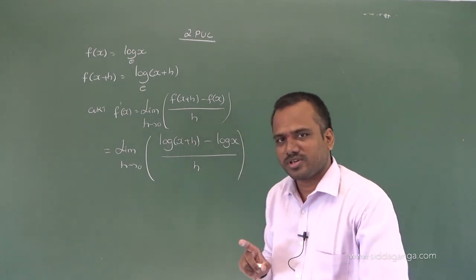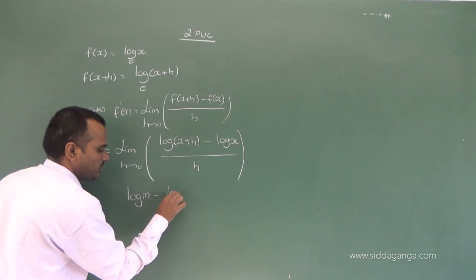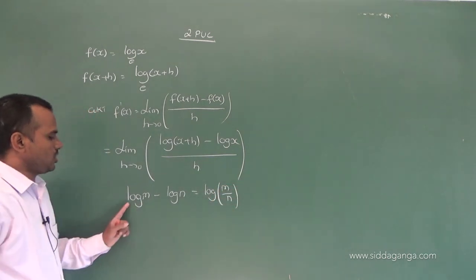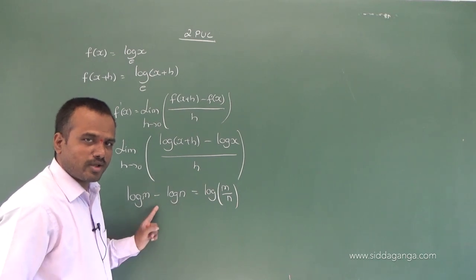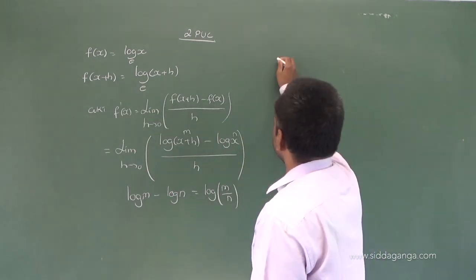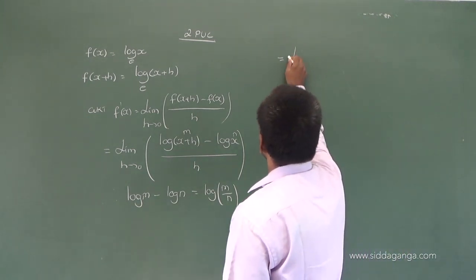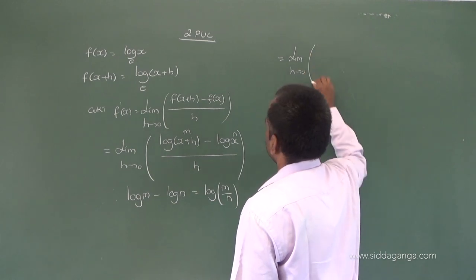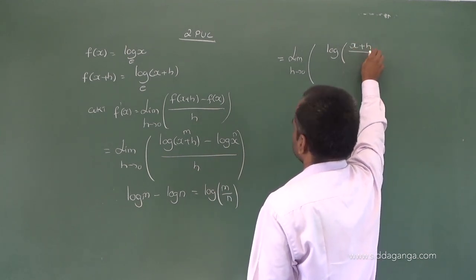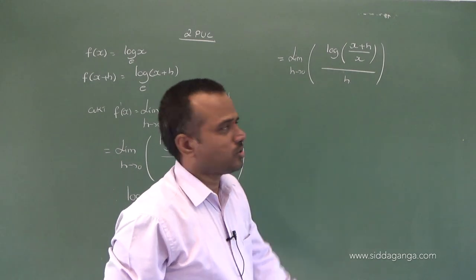You know one formula in logarithmic functions. In the physics class, they may have told you one formula. Which one? Log m minus log n is log m divided by n, where this is m and this is n. So the limit as h tends to 0 of log of x plus h by x, whole divided by h.